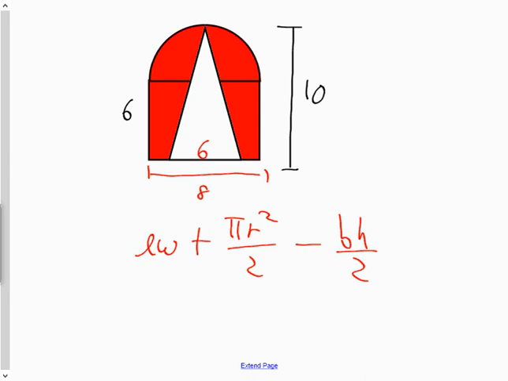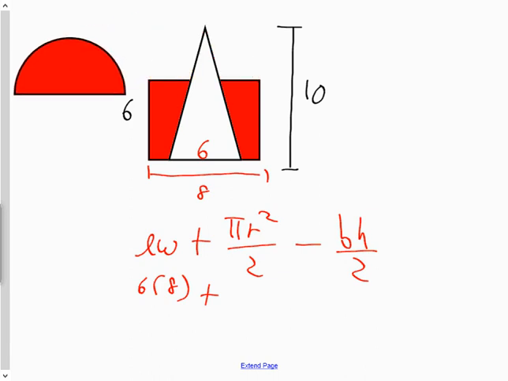Okay, what's the rectangle's length and width? It is 6 by 8. So we're going to put a 6 and an 8 here for the rectangle. The semicircle right here, this is going to be the tricky part. Let's see if we can do this. I'm going to bring it over here.